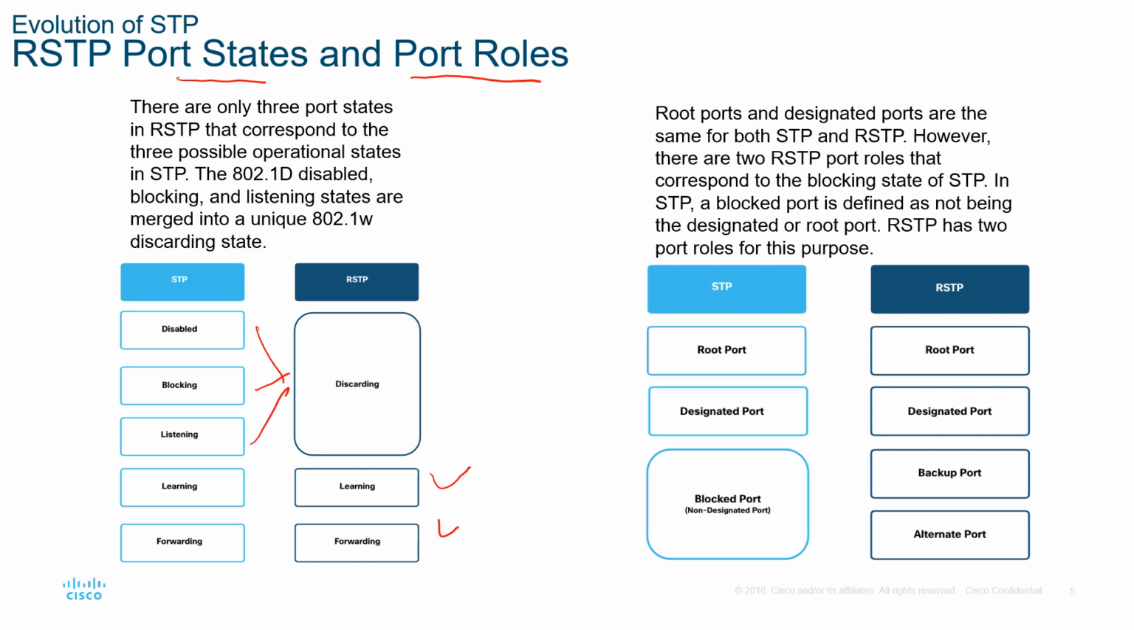The second difference is in terms of the port roles. In the basic STP, there are three main port roles, which are root port, designated port, and blocked port. But under RSTP, the blocked port is divided; it can now be identified as either an alternate port or a backup port. The alternate port is actually the actual blocked port, and then we also have the backup port under RSTP.